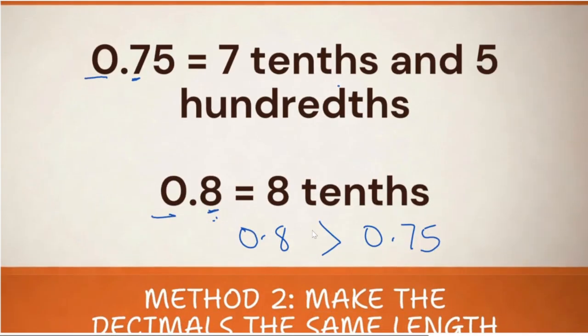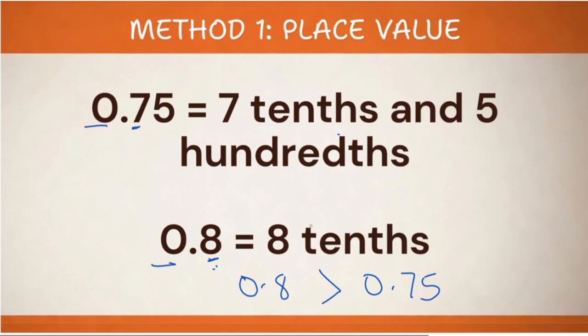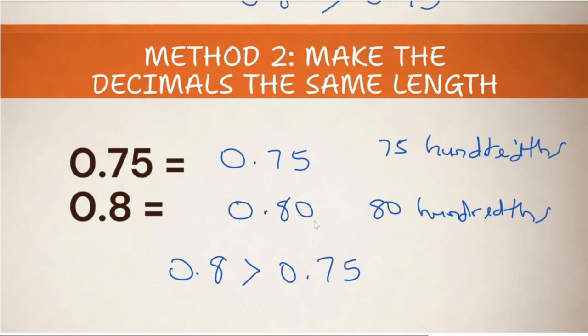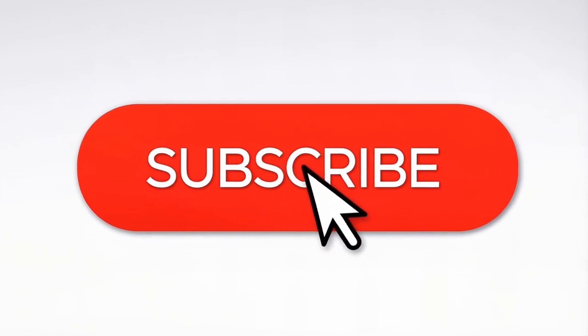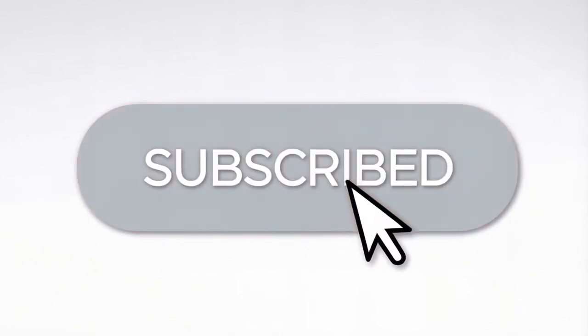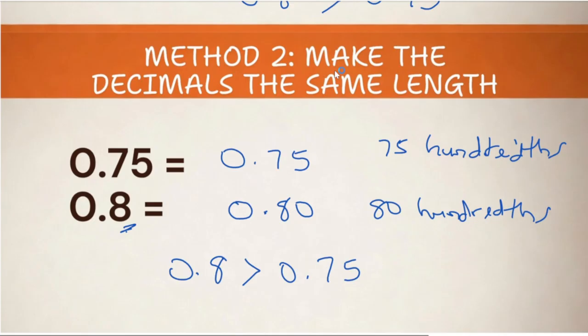The first method is for you to look at the place value, and the second one is to make them have the same length, the same number of digits, by adding 0 to the one that has fewer digits. This is the safest method for exams.